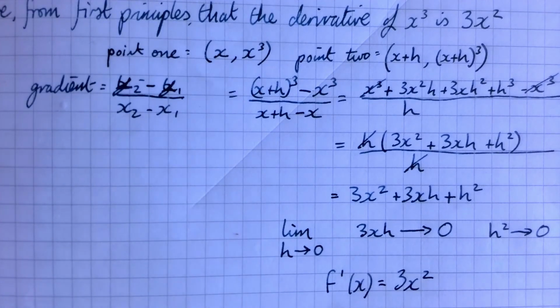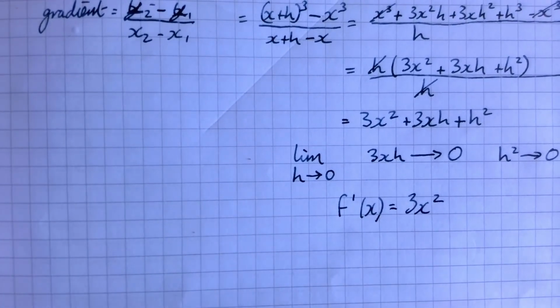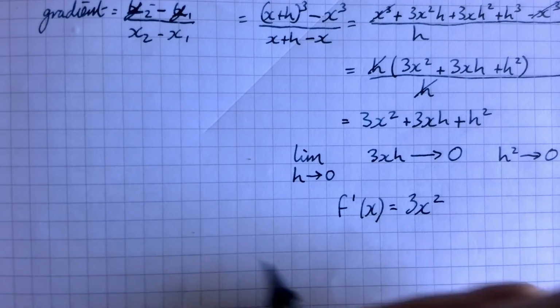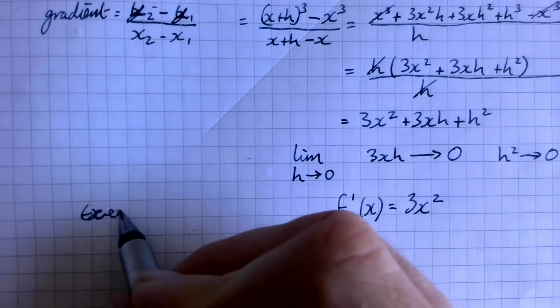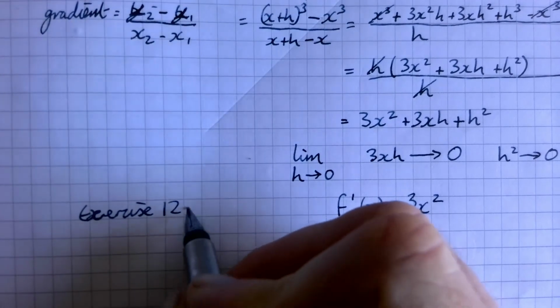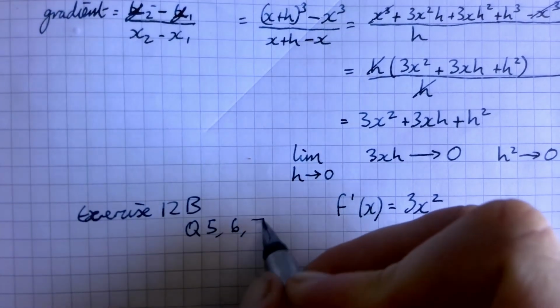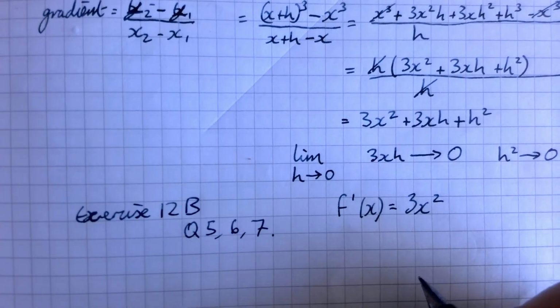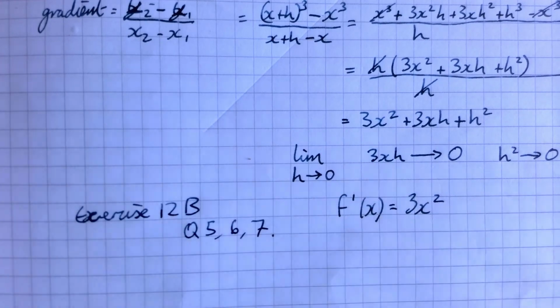Now all I want you to do today is have a go at doing that for the exam questions on exercise 12b. So that's exercise 12b, and that is questions 5, 6 and 7. If you get confused, and you may well do, please do email me and I'll get back to you and help you out on that.